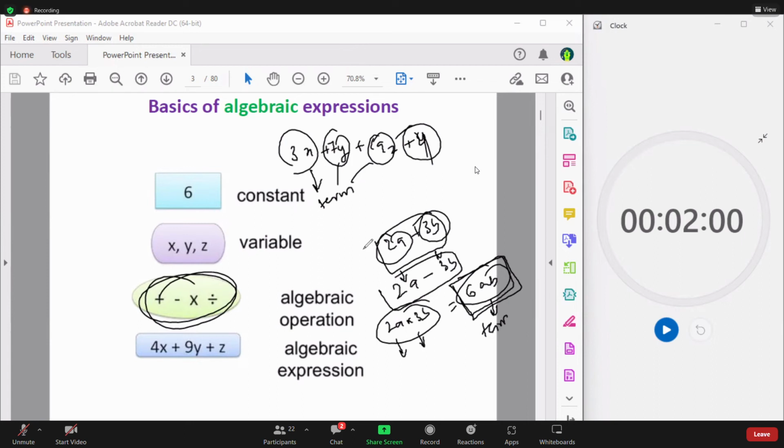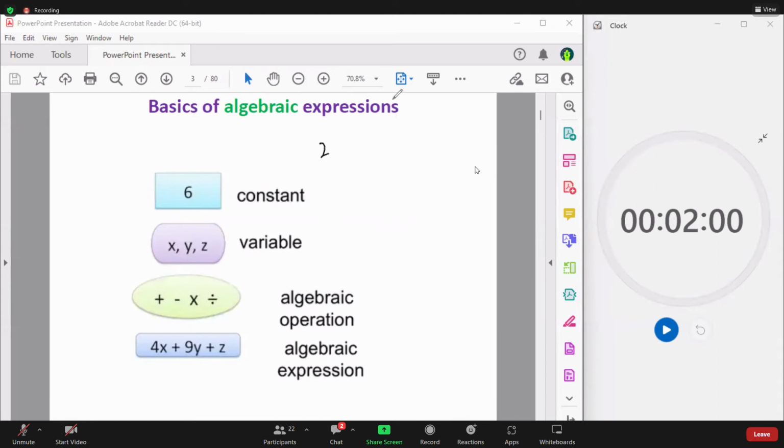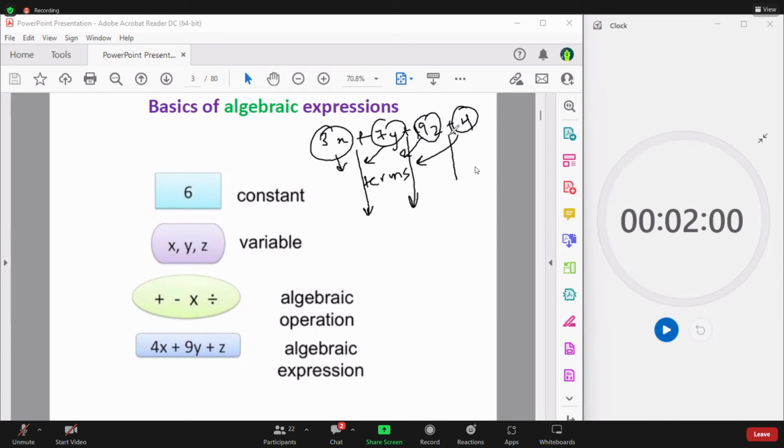Okay, before learning about this, we'll also talk about like and unlike terms. But before going there, let's talk about the basics of algebraic expressions. So let's say there is an expression as 3x plus 7y plus 19z plus 4. Now, all these four different values are known as terms of the expression. They are separated by these operators, which are known as algebraic operators, not operation, operators.